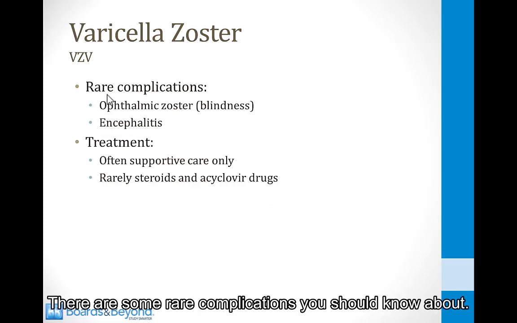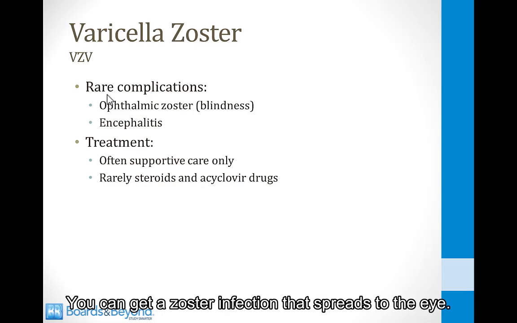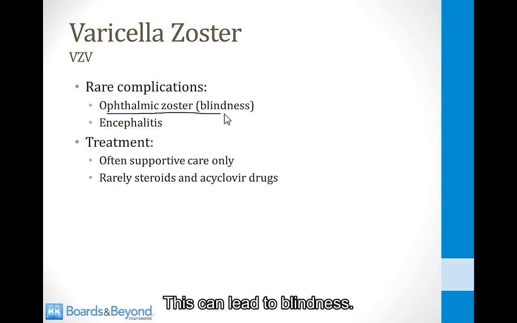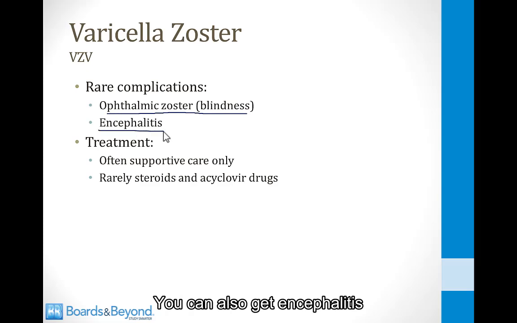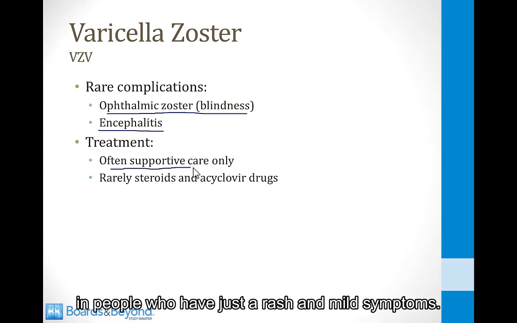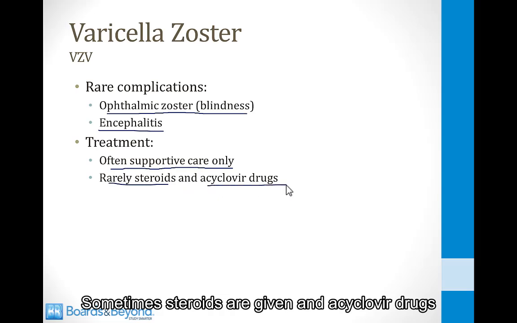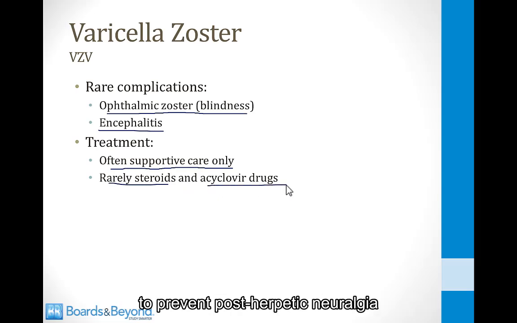There are some rare complications you should know about. You can get a zoster infection that spreads to the eye. This can lead to blindness. This happens when the virus reactivates along the trigeminal nerve root. You can also get encephalitis if you develop a severe infection. The treatment is usually supportive in people who have just a rash and mild symptoms. Sometimes steroids and acyclovir drugs are given to prevent post-herpetic neuralgia and if it's a severe case of zoster.